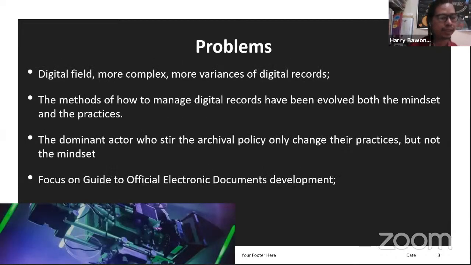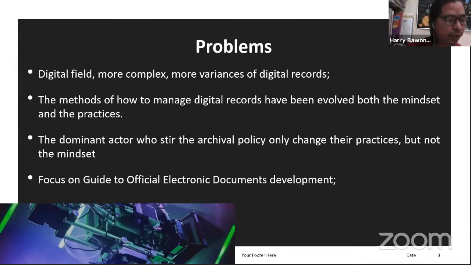And the problem is the digital field is extremely more complex than the non-digital, and the digital field is characterized by a wide variety of digital records that are very different than before. With this condition, digital record management methods have evolved very rapidly, both in terms of mindset and practice. However, the dominant actor who steers archival policy in Indonesia has so far only changed the practical level of record management, but not the mindset.